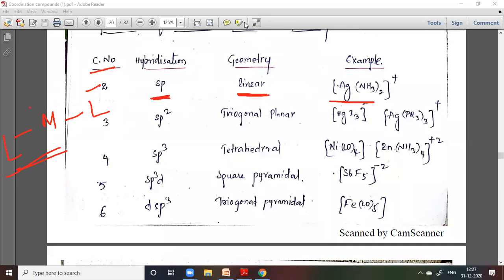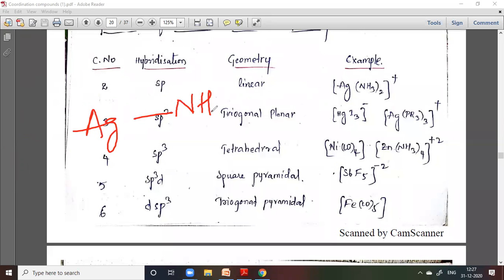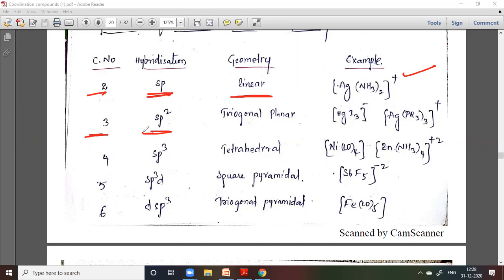This is one of the examples. Very simple, Ag coordinated with ammonia, this is one ligand and this is another ligand, which is like this. So again the oxidation state will be plus. Here the hybridization of the central metal ion is sp. You should remember all these things. If it is sp, then it is linear, the coordination number will be 2, and this is one of the examples. And if it is 3, then it is sp2.